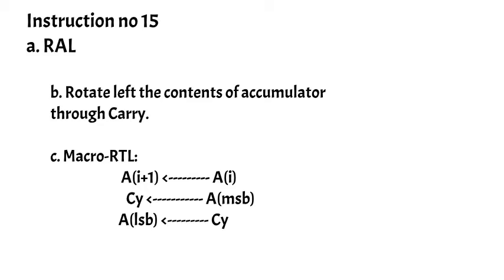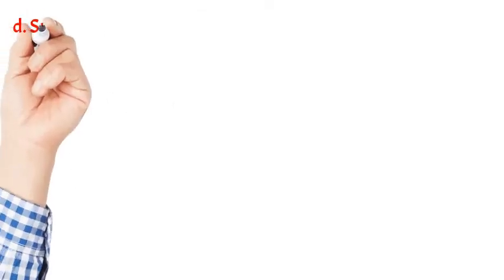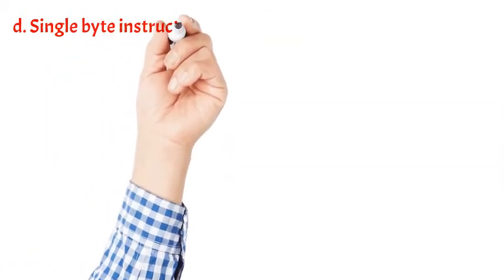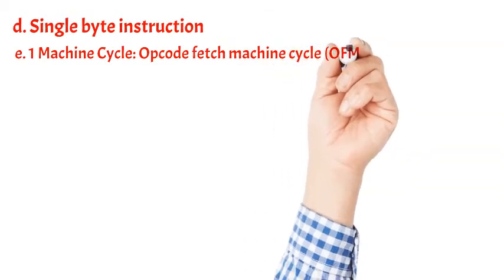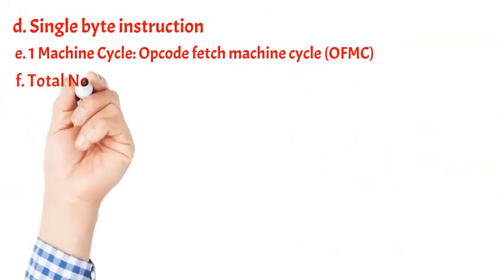So what this implies is that the most significant bit will be transferred to the carry, and the carry will be transferred to the least significant bit. In the previous case, the most significant bit was directly transferred to the least significant bit. So here, the rotation will take place through carry. That's why it's known as through carry. Rest of the properties will remain the same as those of RLC.